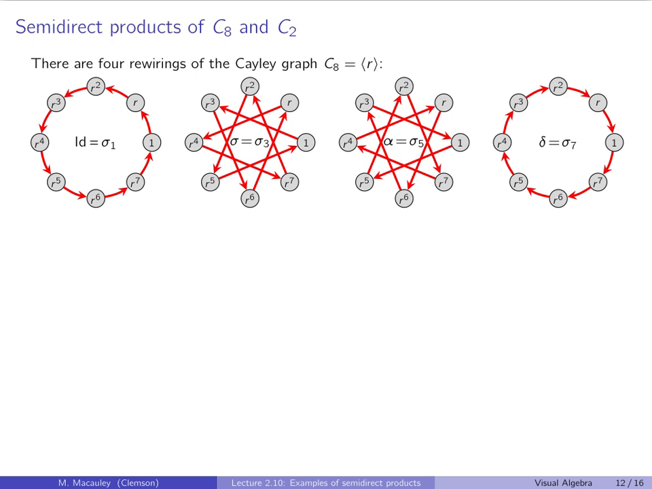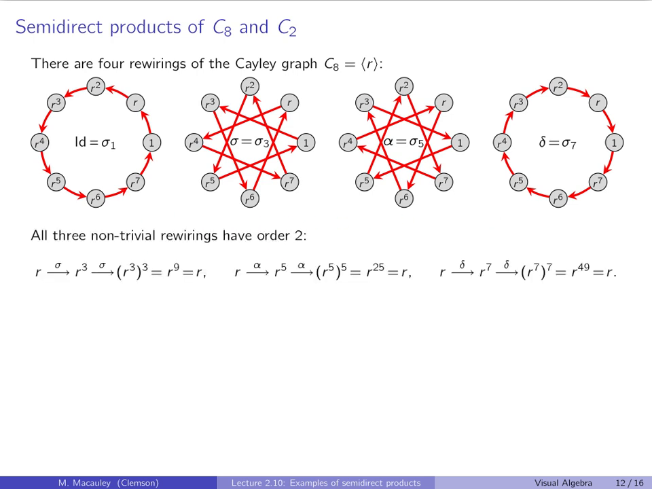And here are those rewirings. Notice that, unlike the previous example, all 3 non-trivial rewirings have order 2. So this is like the tripling map. You replace each red arrow with red, red, red. If you do that again, you replace this with red, red, red, you get back to where you started. Algebraically, r cubed is r to the 9th, which is r to the 1st, mod 8.